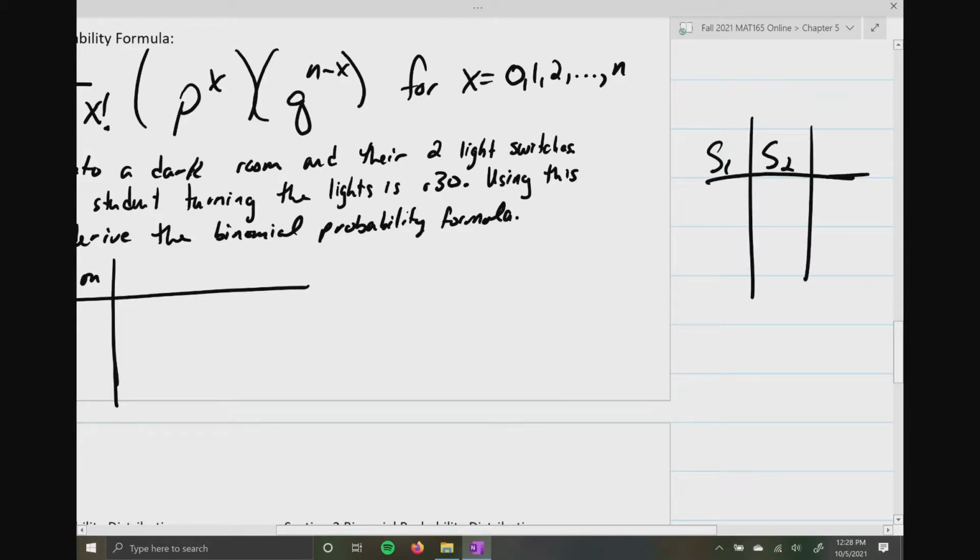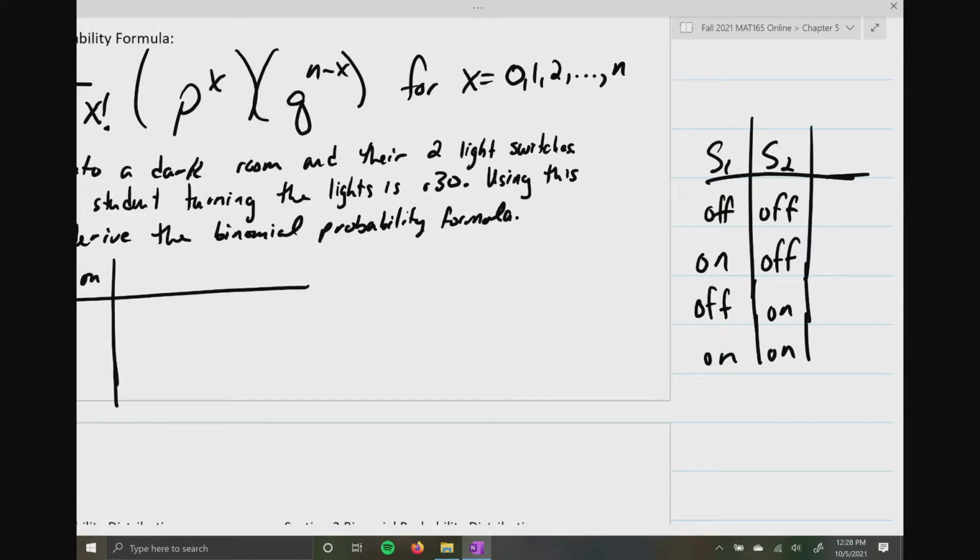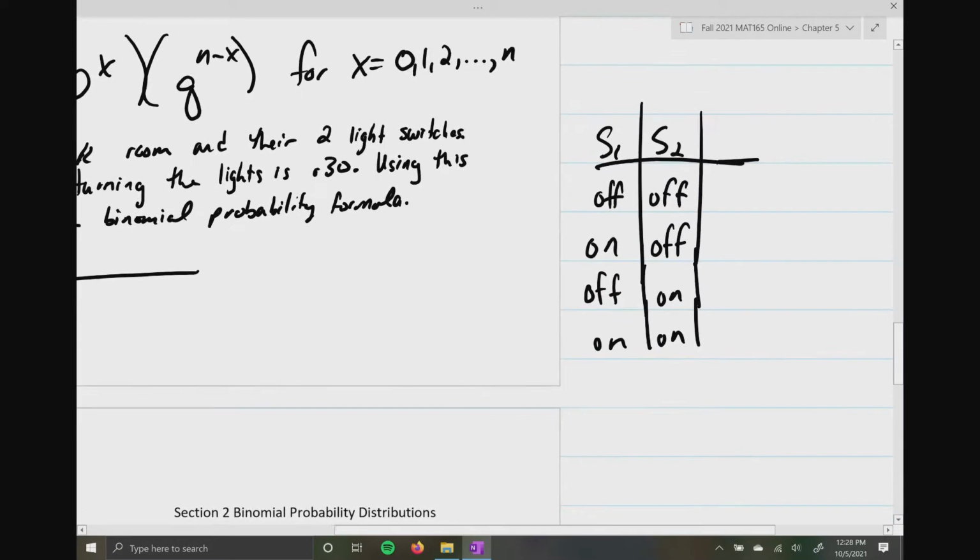We can have the situation where both switches are turned off. We can have the situation where one switch is on, the first is on and the second one is off. The third situation, first switch is off, second switch is on, and then the last situation, both switches are on. This should look extremely familiar to us because this is the same thing as flipping 2 coins. You're either going to get heads or tails. So it's the same exact setup here. So if I were to break this down, we would basically have 0, 1, and 2 ways that this can happen.